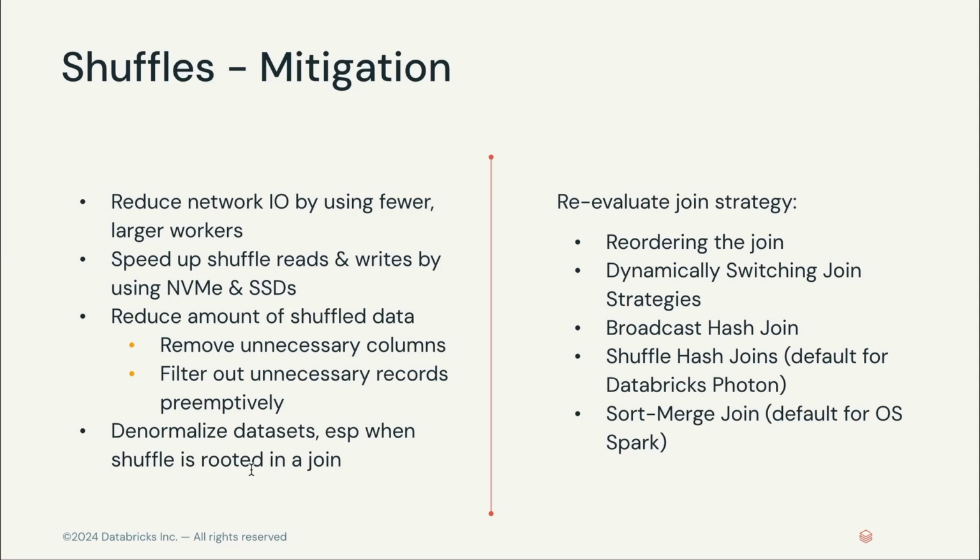We can denormalize data sets, especially if we're using a join that's causing a shuffle. We can reevaluate our join strategy. We can reorder the join as needed. We could dynamically switch join strategies, and use broadcast hash joins, shuffle hash joins, or sort merge joins. Again, the default for Databricks Photon is the shuffle hash join, and the default for OS Spark is the sort merge join. And these are all things that we can implement to mitigate our shuffling.